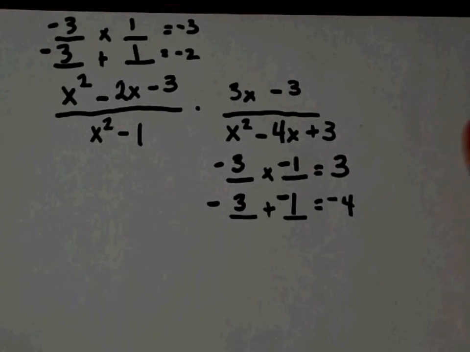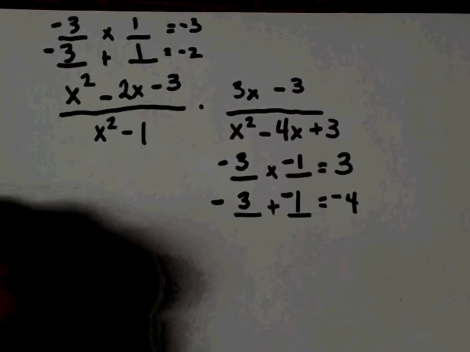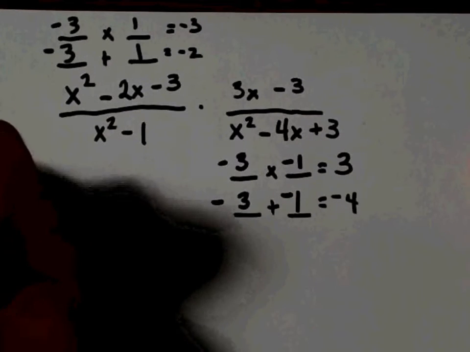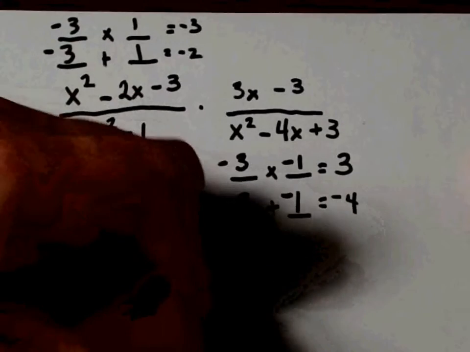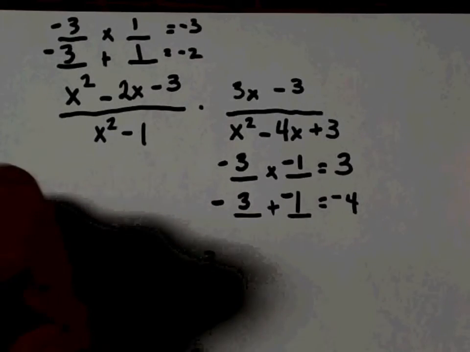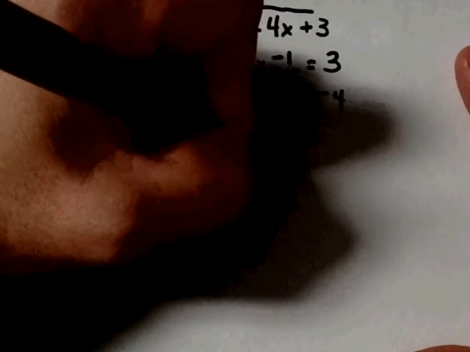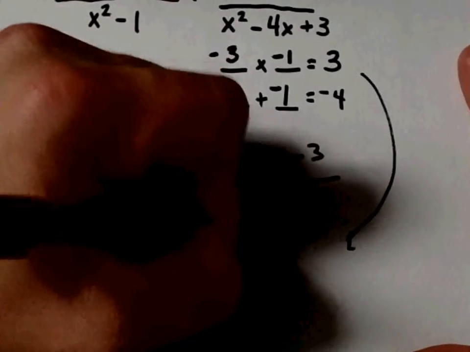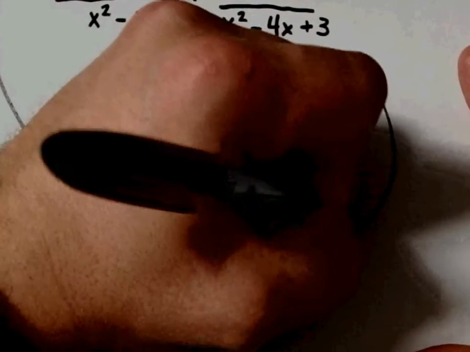And so now, what do we do with all this? We're going to bring it on down, and we are going to get x squared minus 3x plus x minus 3 all over, we'll factor the x squared minus 1 in a little bit, we still have 3x minus 3. And we're going to bring this down to here, where this was brought down to here, and that is going to be x squared minus 3x minus x plus 3.